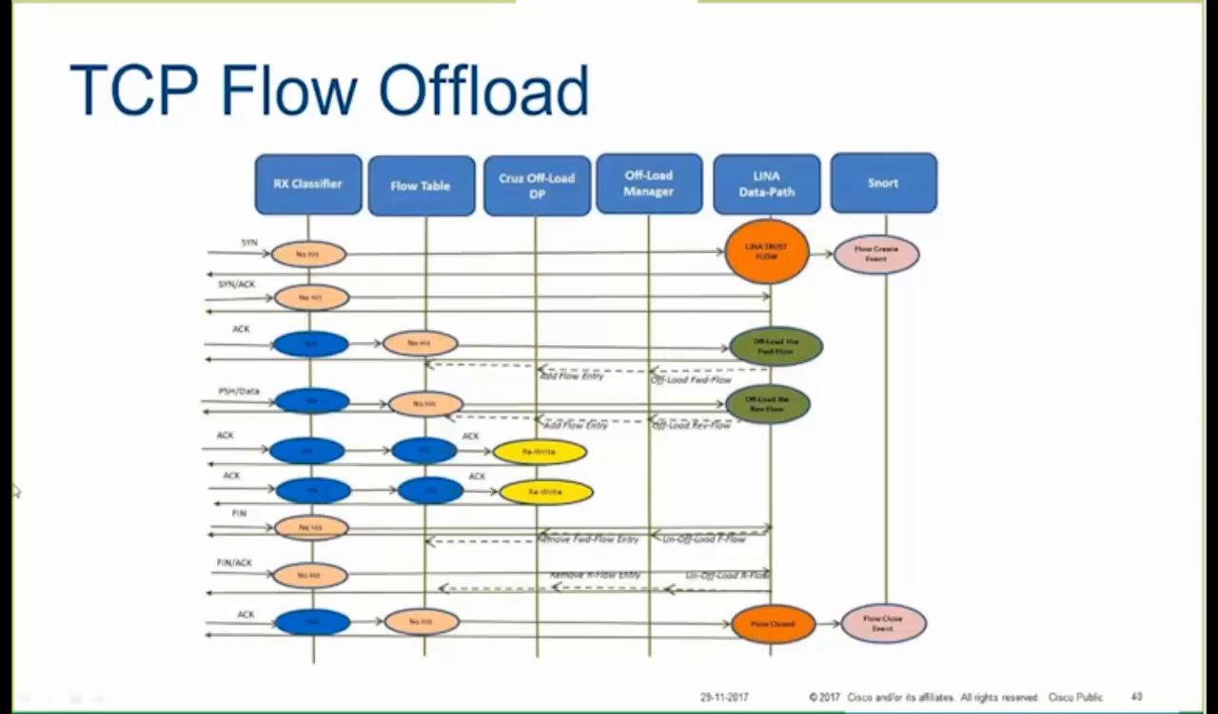And the way the connection gets torn down is purely based on timeout. So as soon as the connection gets timed out on Lina, we basically intimate the offload manager API to tear down the flow entries from the hardware as well as the flow table, and that is when the entries are removed.